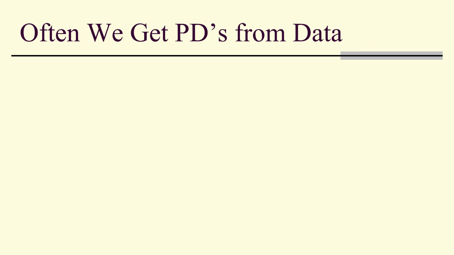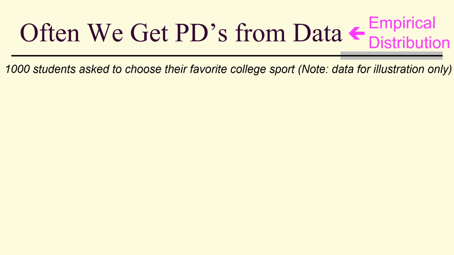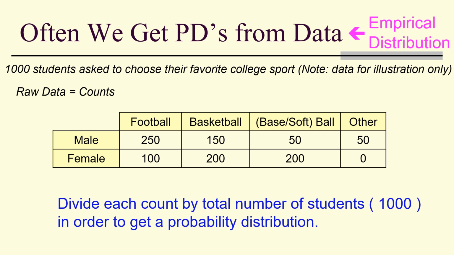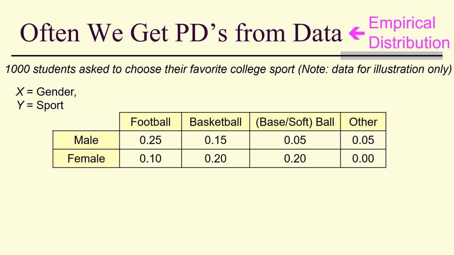And we very often get probability distributions from the data. This is called an empirical distribution. So suppose 1,000 students were asked to choose their favorite college sport. Now this is for illustration only. So here's the raw data, the counts, male and female, and each of them chooses football, basketball, baseball for men, softball for females, or other. We divide each count by the total number of students to get a probability distribution. So there's our probability distribution.